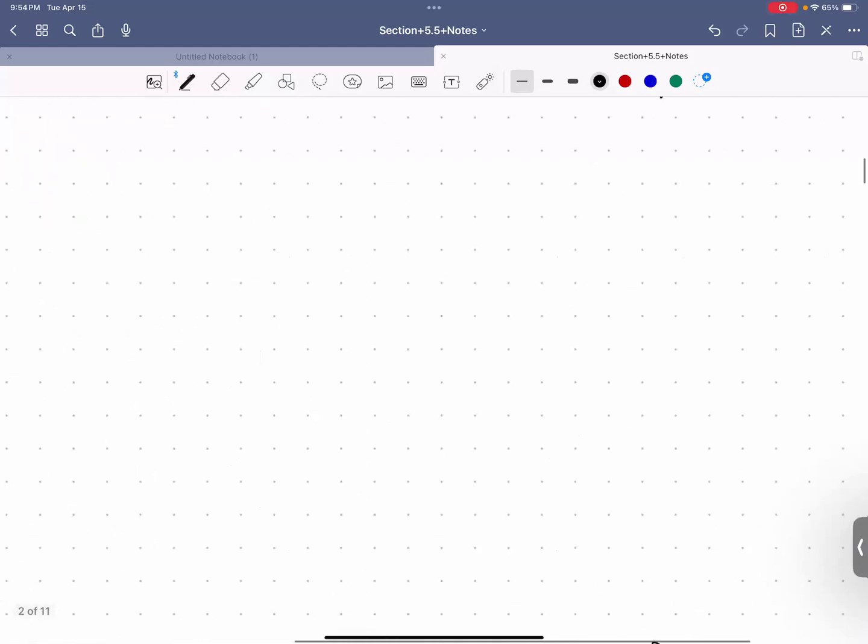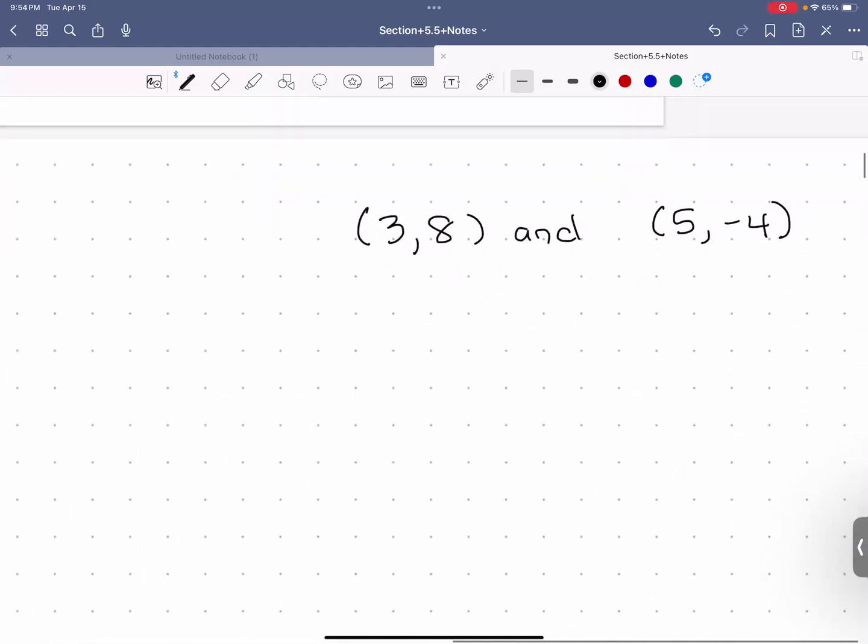If we had a problem like this, where we have the 2 points and we're trying to find the equation of the line, we have to begin that problem by finding the slope. Remember, difference in y's over difference in x. So I could say 8 minus -4 over 3 minus 5. If I do that, this double negative again becomes an addition. So that would give me 12 on top. 3 minus 5 will give us -2. 12 divided by -2 gives us -6.